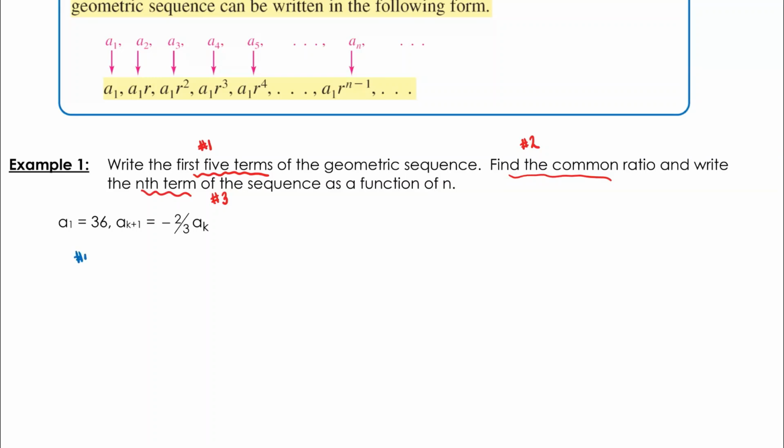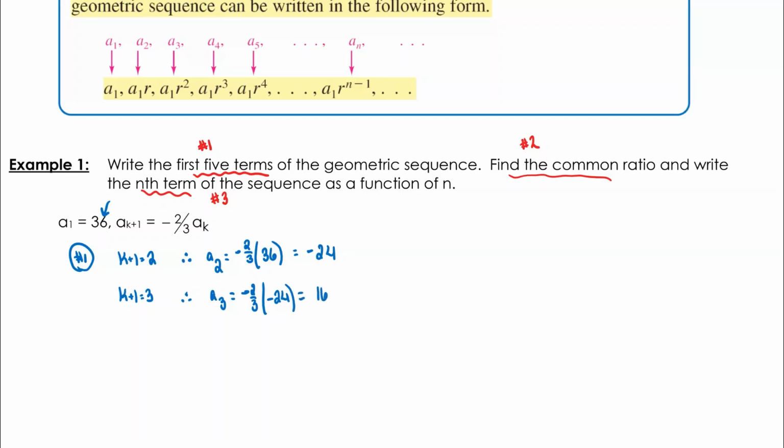So notice that they're giving us a recursion pattern, and the first term is given to us. So then the next term, k plus 1, is going to give me a sub 2 is equal to negative 2/3 times the current, which was 36. And so notice the math there works out to be negative 24. Next, k plus 1 is 3. So a sub 3 is equal to negative 2/3 times negative 24. And so notice that that gives me positive 16.